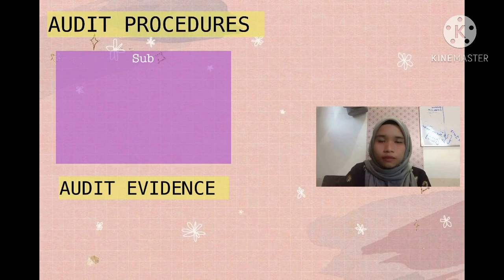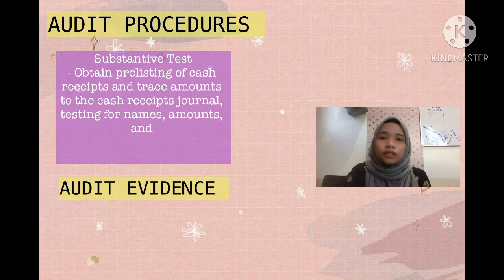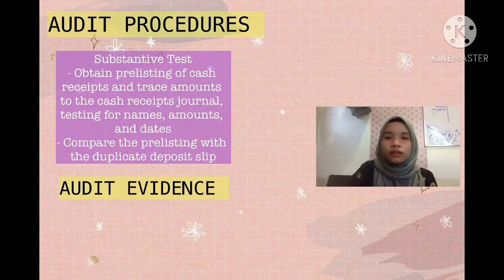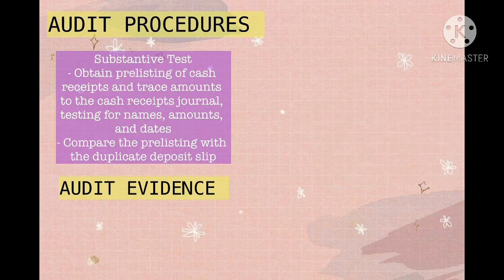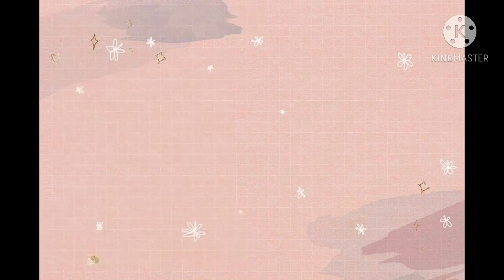For substantive tests, the auditor needs to obtain the pre-listing of cash receipts and trace the amounts to the cash receipts journal, testing for names, amounts, and also dates. They also need to compare the pre-listing with the duplicate deposit slips. The audit evidence for substantive tests is the pre-listing of cash receipts and the cash receipts journal or listing.